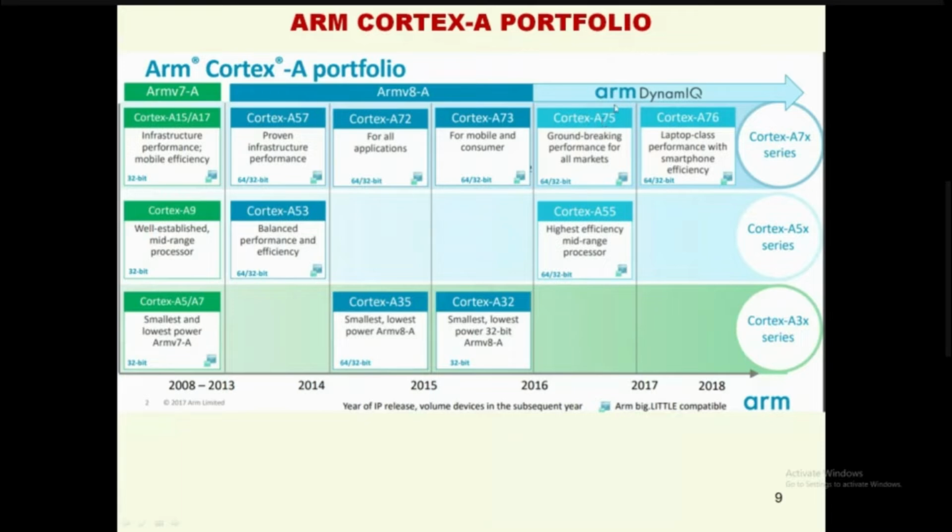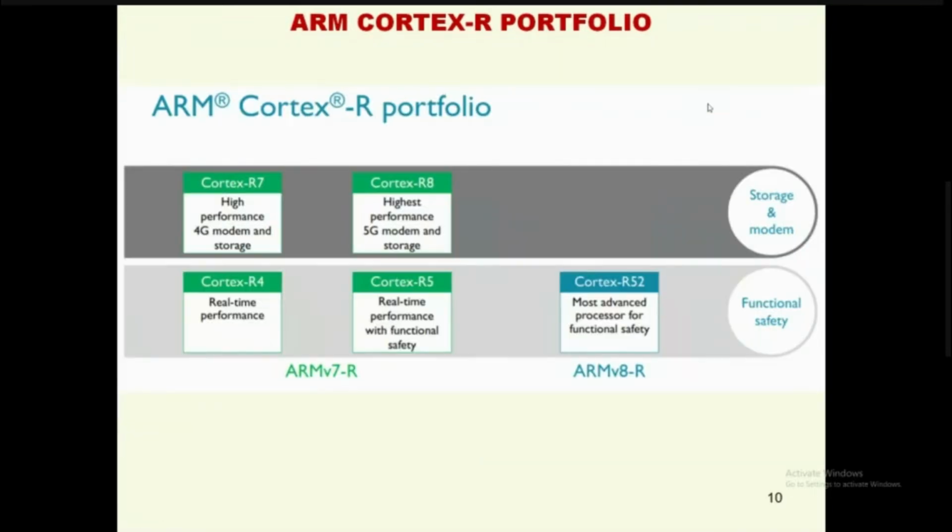Next to version 8, there is something like the DynamIQ architecture, which is used in Cortex-A75, which gives groundbreaking performance for all markets, and laptop class performance with smartphone efficiency. In the smartphone, we are enjoying all the facilities similar to the laptop just because of Cortex-A76 in the Qualcomm Snapdragon chips.